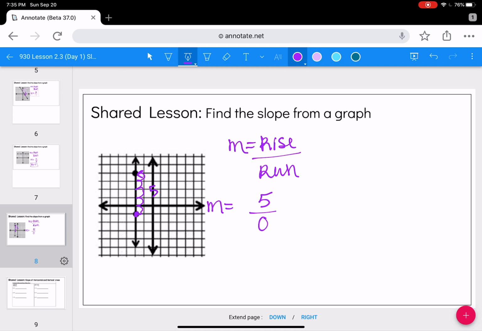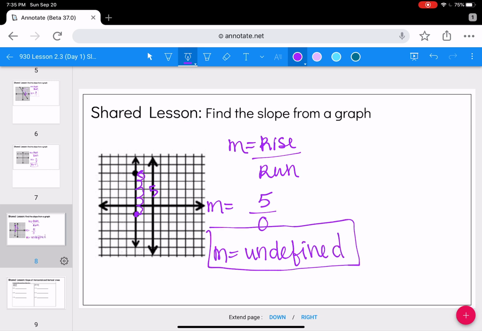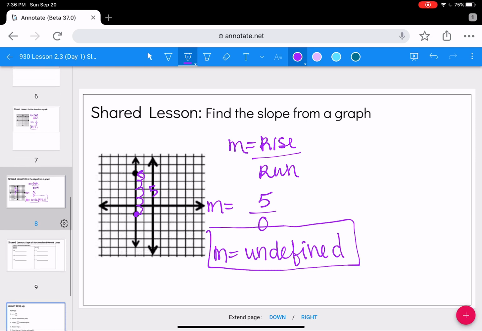If I have a 0 in my denominator, we can't do that. If you plugged 5 divided by 0 into your calculator, it would say error. So if you ever have a 0 in your denominator, and we're talking about slope, we call this undefined slope. So this slope is undefined. Anytime you have a vertical line, that means your slope is going to be undefined. It doesn't matter where it is on the graph. If it's a vertical line, the slope is undefined.